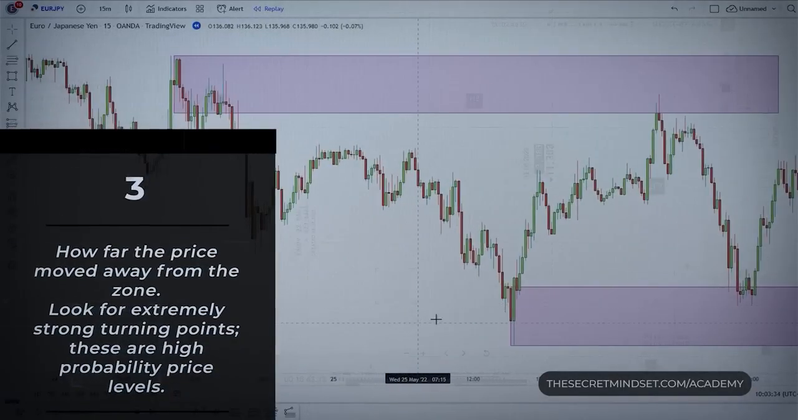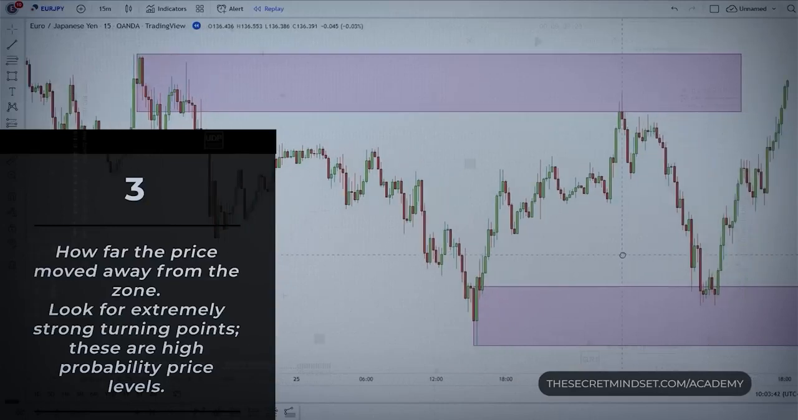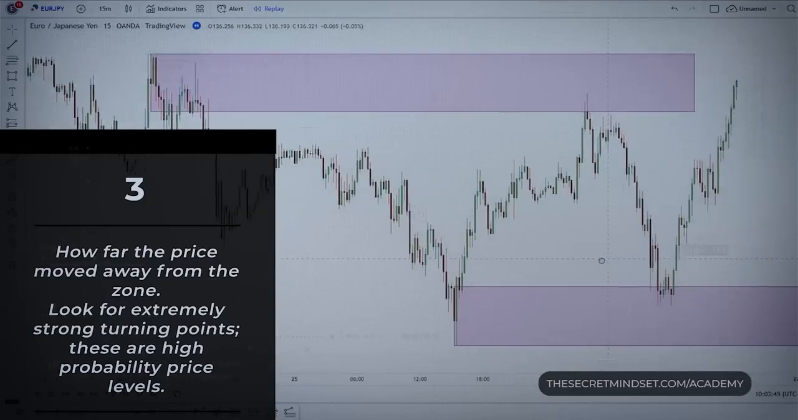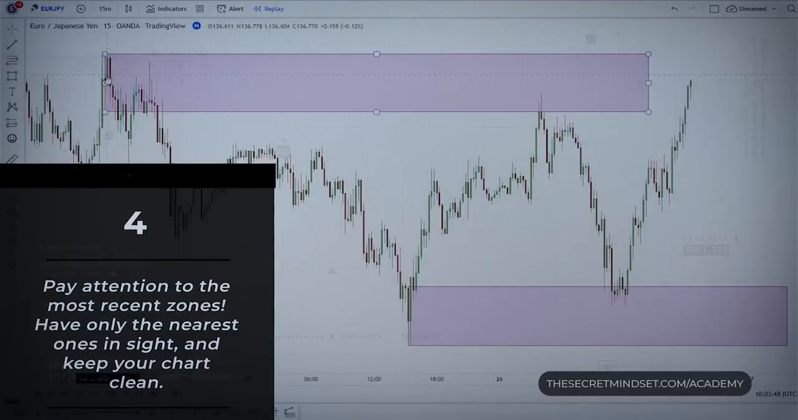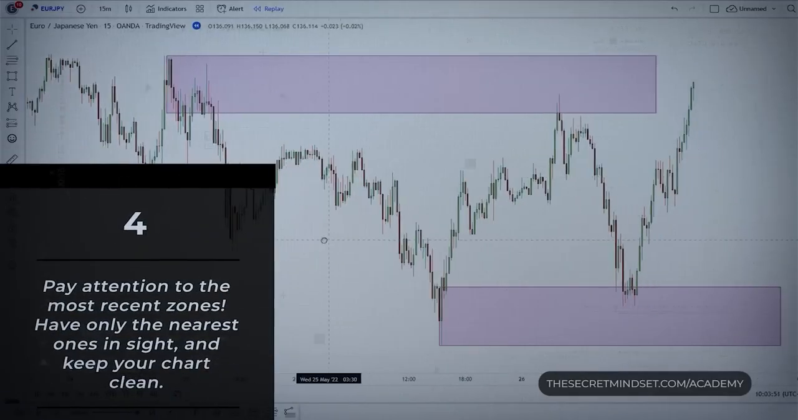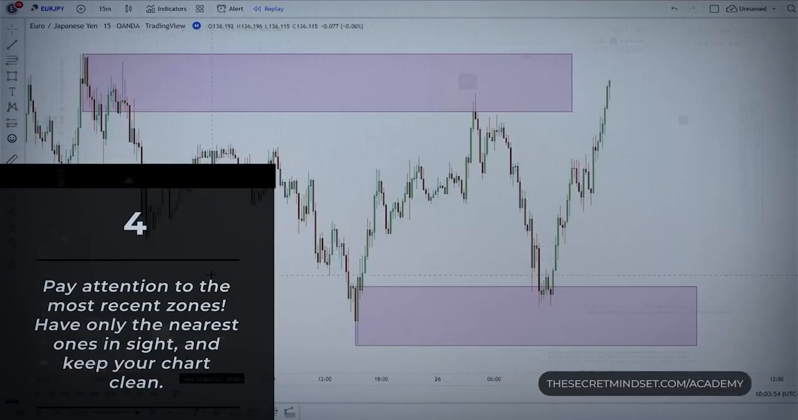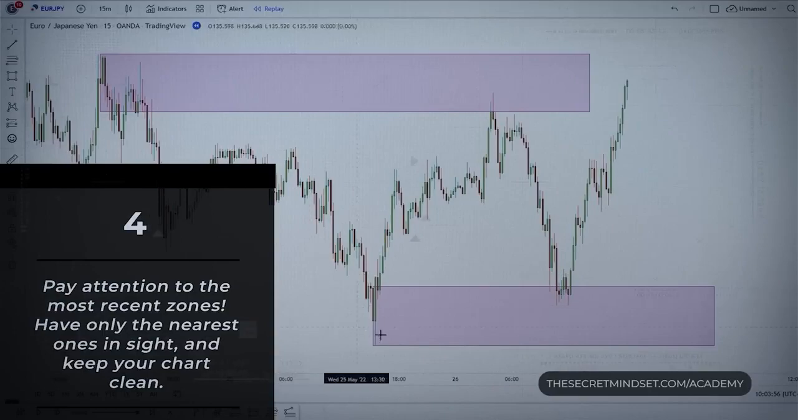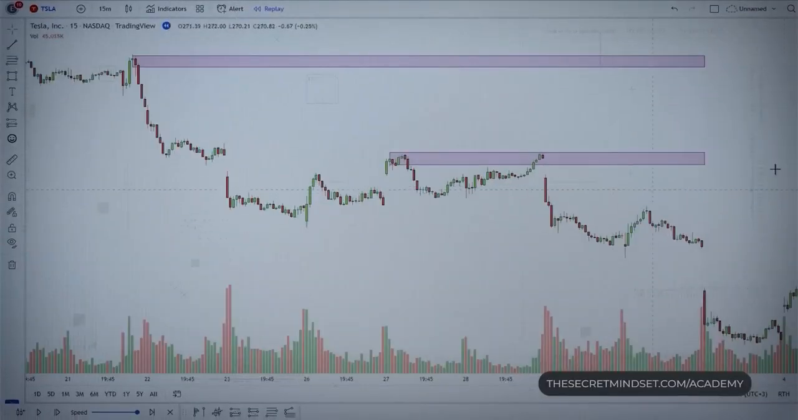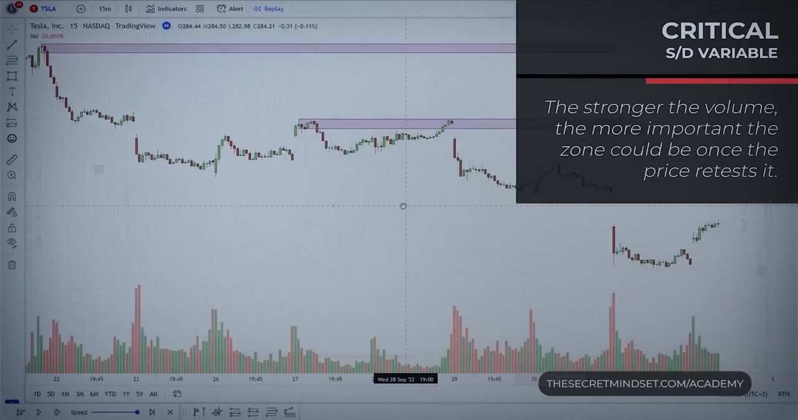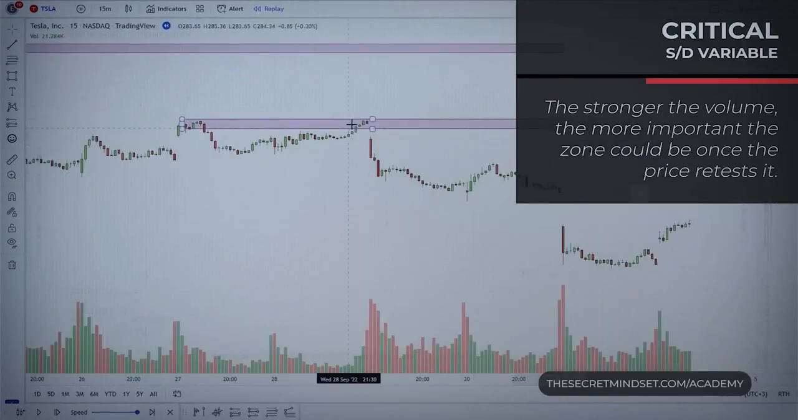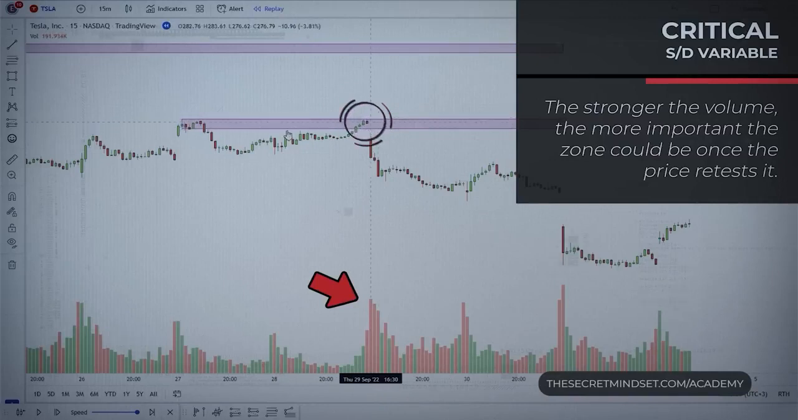You also want to analyze how far the price moved away from the zone. Look for extremely strong turning points. These are high probability price levels. And I said it before, pay attention to the most recent zones. Have only the nearest ones in sight, and keep your chart clean. Another variable to identify the strength of the supply or demand zone is the volume at which price formed the zone. The stronger the volume, the more important the zone could be once the price retests it.